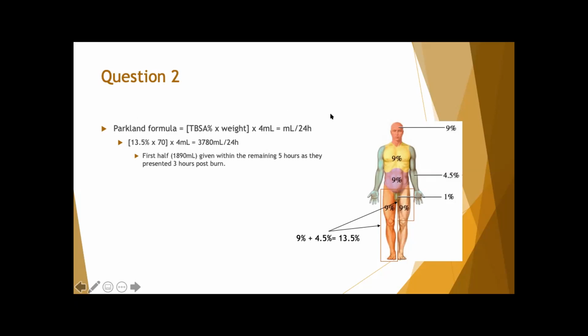So now if we calculate his 24-hour requirements, we've got a 70-kilogram man, so 13.5% times 70 times 4 mL gives us 3,780 mL over 24 hours. And I mentioned that he presented 3 hours after his burn, so we have 5 hours to give him 1,890 mL.